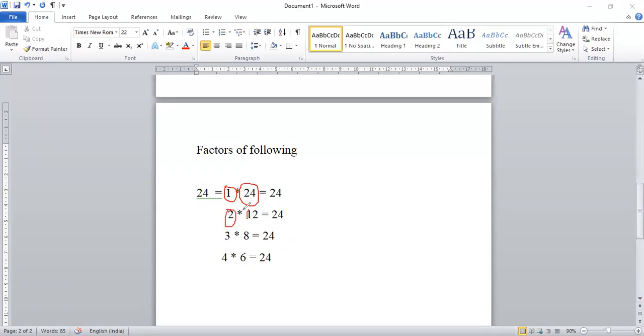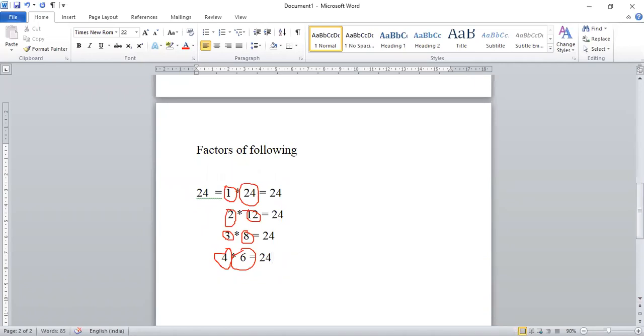12, 3, 8, 4, sorry, 4, 6. Yes, these are the factors of 24. Understand how to remove the factors of the number.